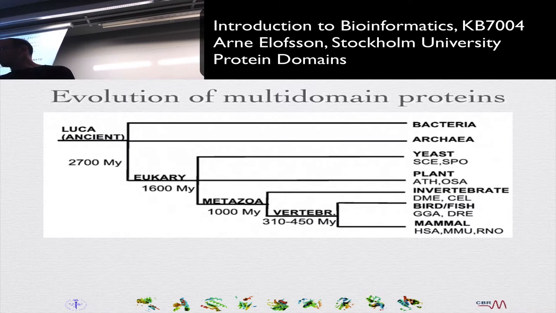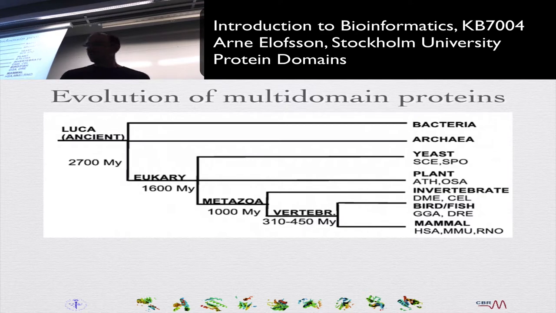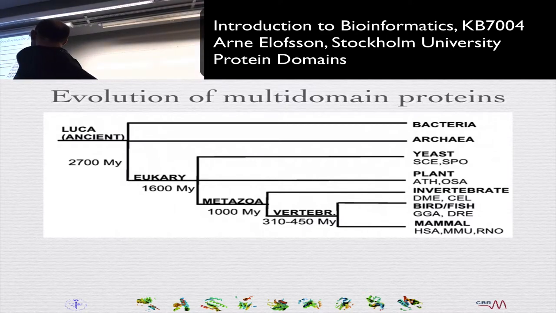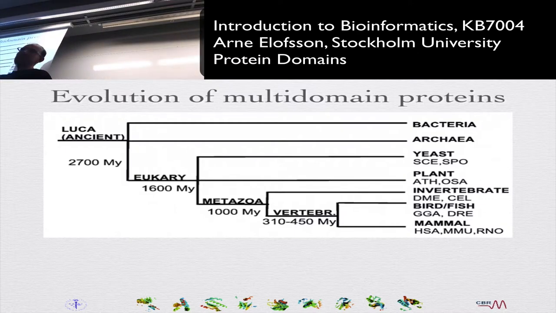So then first we ask the domain. If you find a domain in this, we know it's old. If it's found only in this, we know that it probably was created here. If you find a domain in this, it was probably specifically eukaryotes, etc. Of course, we might miss things, because maybe it actually existed in bacteria, but it had been lost in all bacteria. We can't say that, but we assume that was not the case.